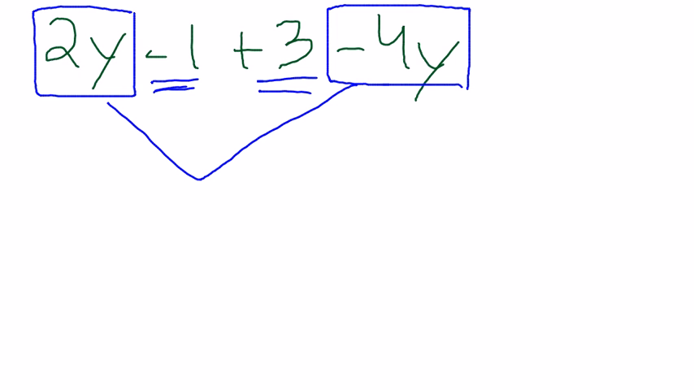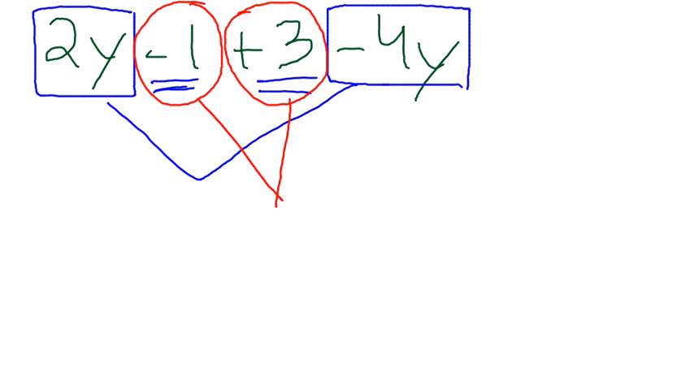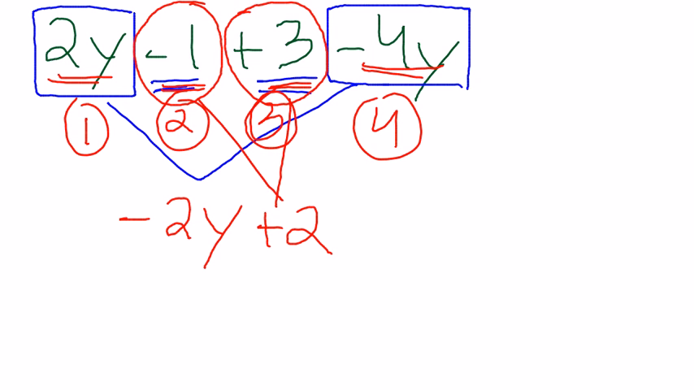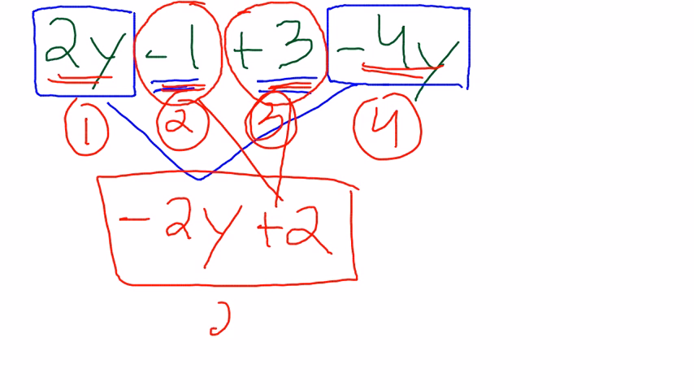And I can also say that these two can be combined. So 2y and negative 4y is going to give us a negative 2y, and a negative 1 and positive 3 is going to give us a plus 2. So we've simplified this now, right? We started with 1, 2, 3, 4 terms, and we simplified it to just 2 terms. And we've combined like terms.